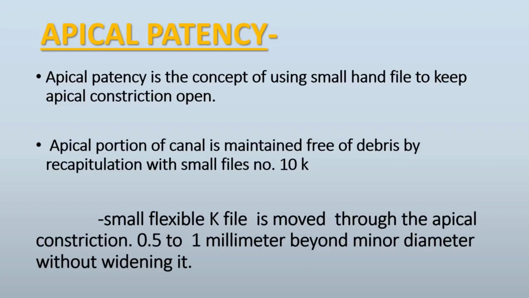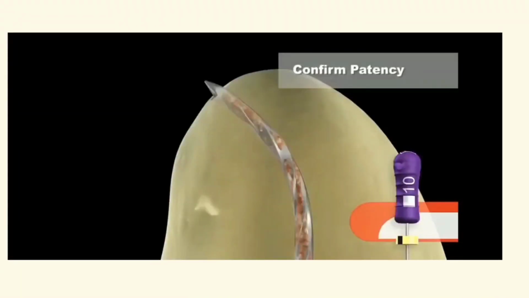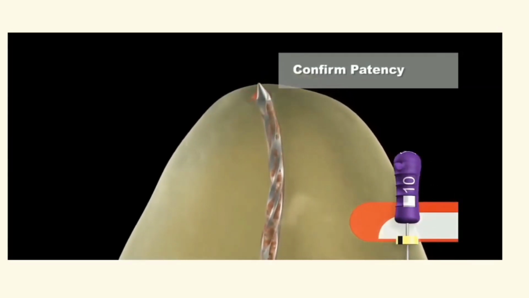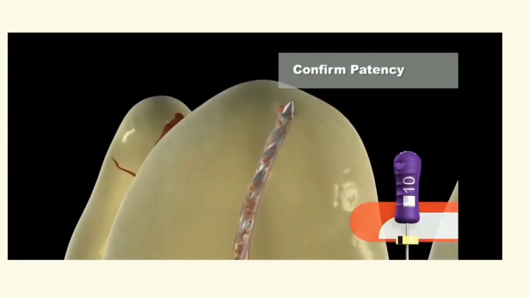Coming to apical patency. This is a very important step during the glide path preparation. Apical patency is a concept of using a small hand file to keep the apical constriction open. The apical portion of the canal is maintained free of debris by recapitulation with small files, number 10K. A small flexible K file is moved through the apical constriction 0.5 to 1 mm beyond the minor diameter without widening it.